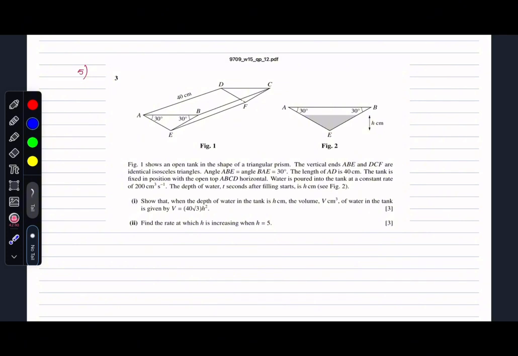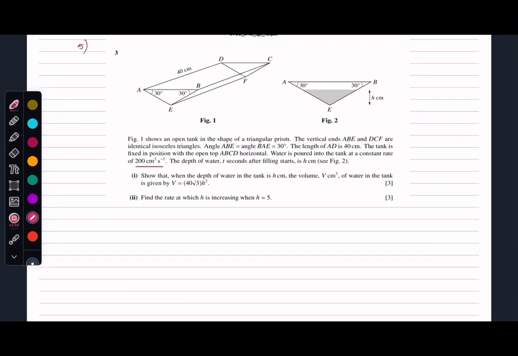The tank is fixed in position with the open top ABCD as horizontal. So water is poured into the tank at a constant rate of 2000 centimeter cube per second. So let's underline this keyword. It's 2000 centimeter cube per second, and as the units are suggesting, this is actually the change in volume. Centimeter cube represents the volume per second, meaning it's dV by dt, which shall be equal to 2000 centimeter cube per second. So even by looking at the units, I can just say that this is dV by dt given to us.